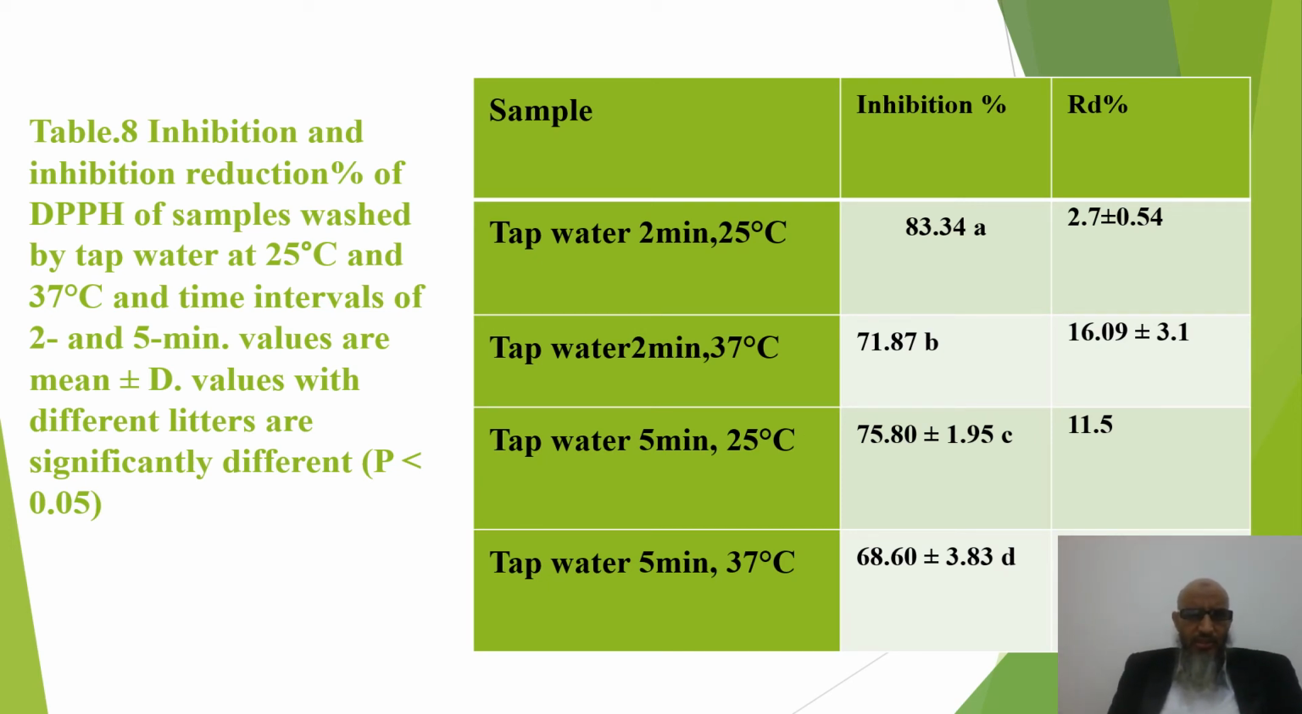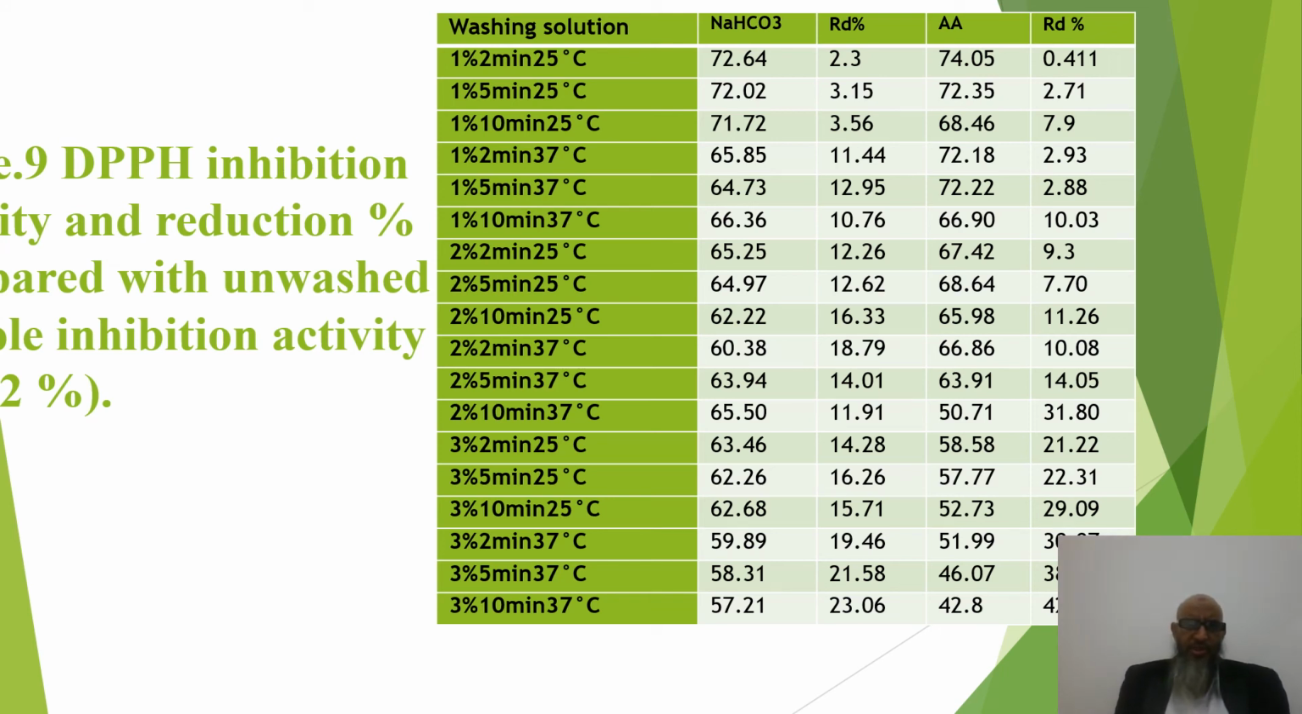Table 8 shows inhibition and inhibition reduction percent of the DPPH sample washed with water. Water washing for 2 minutes caused 2.7% and 16% reduction in DPPH inhibition activity, which increased with increasing washing time to become 11.5 and 19.9. Table 9 shows the DPPH inhibition activity and the reduction of inhibition activity when washed with sodium bicarbonate and acetic acid. Both solutions showed a high effect on DPPH inhibition activity, and the reduction percent increased with increasing temperature and concentration.